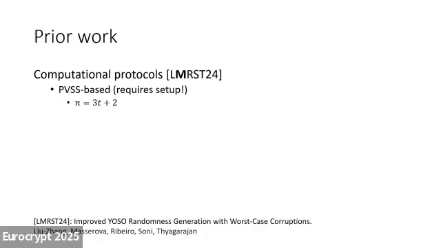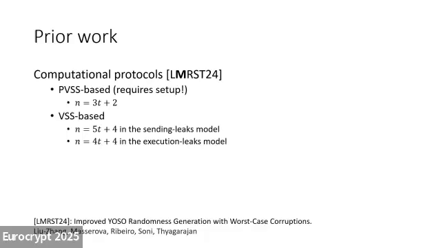The first of these was based on publicly verifiable secret sharing. This protocol was efficient, but unfortunately required setup. And the second one was based on verifiable secret sharing, so this time no setup. And it required 5T+4 parties in the sending leaks model and 4T+4 parties in the execution leaks model. And these two results were very nice, I guess.